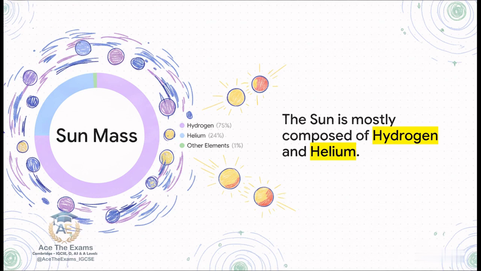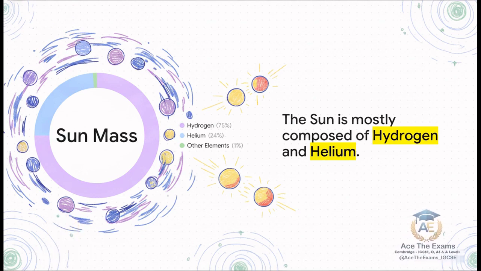Now, if an exam asks you to state the energy source of the sun, Alex would write a whole paragraph about gravity. Don't do that. The command word state means you just give the fact. The answer is thermonuclear fusion. It's the process of smashing hydrogen atoms together to create helium, which releases massive amounts of energy.